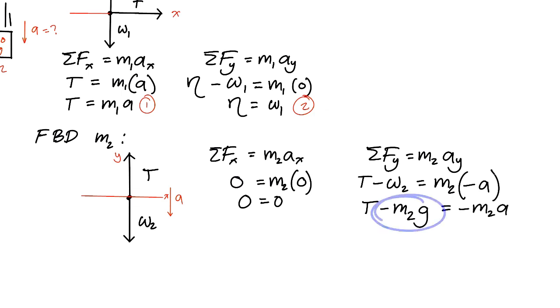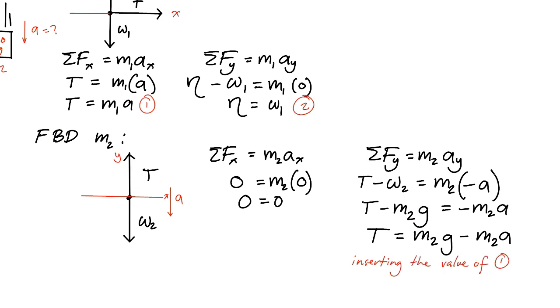Now, we can transpose this term to the other side. So, we have T is equal to M2G minus M2A. Now, we have a value for T, and that is written in equation 1. So this is our value for T. So let's substitute that value from equation 1. From equation 1, our tension is equal to mass 1 times acceleration. This is equal to, we write the rest of the equation here, mass 2 times gravity minus mass 2 times A.